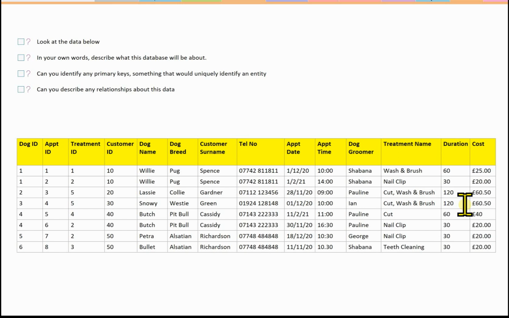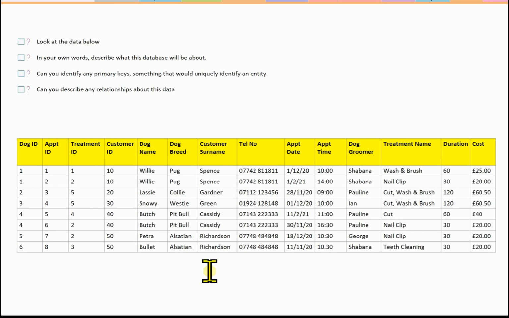Let's have a look at the customer. We've got a customer ID 10, that's Spence, and we've got a telephone number, 10 Spence, same telephone number. Then we've got 40 Cassidy, same telephone number, 40 Cassidy and the same telephone number. So that customer ID tells us which customer it is and what the telephone number is for that customer.